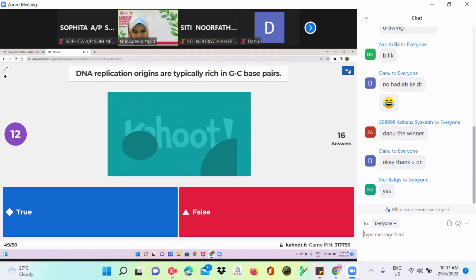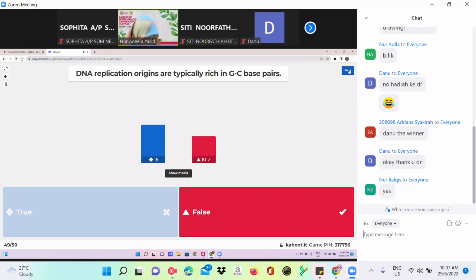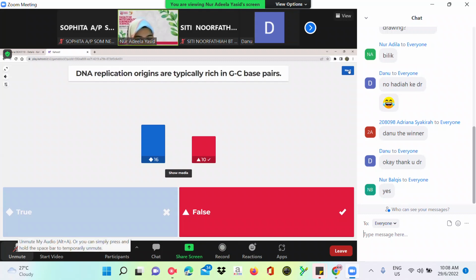Okay. Another style of questions. Okay, ramai yang jawab true. Kenapa false? If you remember, kita ada satu soalan tadi, AT-rich. Alright, nampak tak? It's a different style, is how kita pusing-pusing soalan. So why do you think the replication origins are rich in AT base pairs? What is the advantage of having AT-rich bases for replication origins? Weaker bonds, so can unwind easily. Okay, so that's the answer.